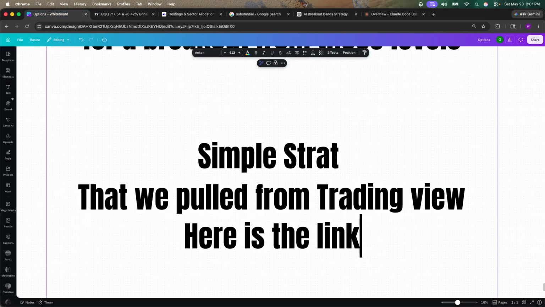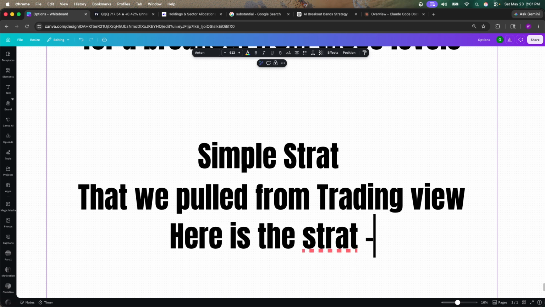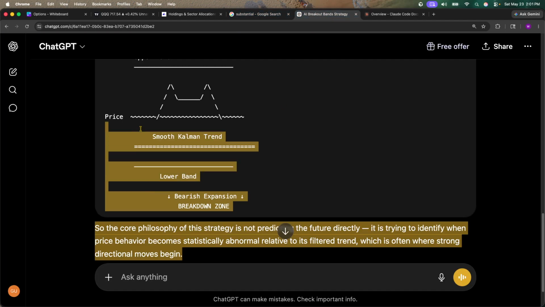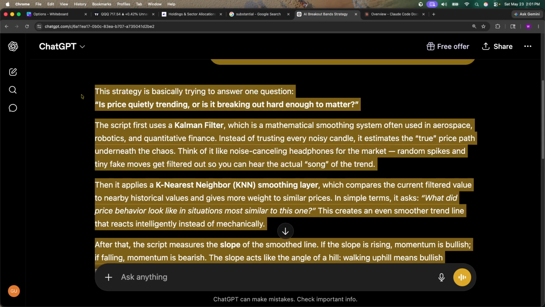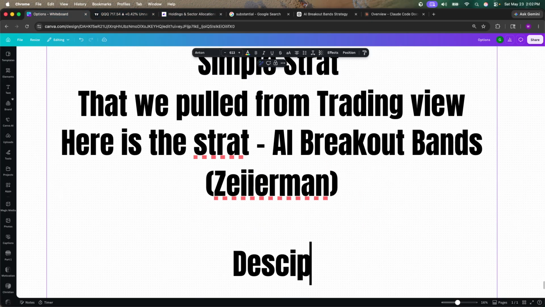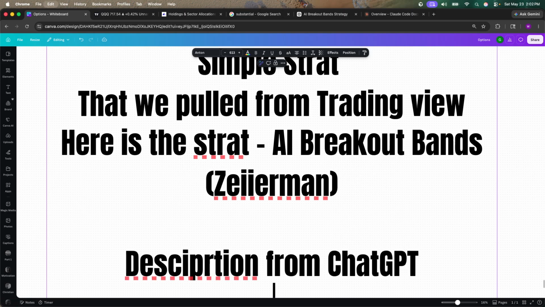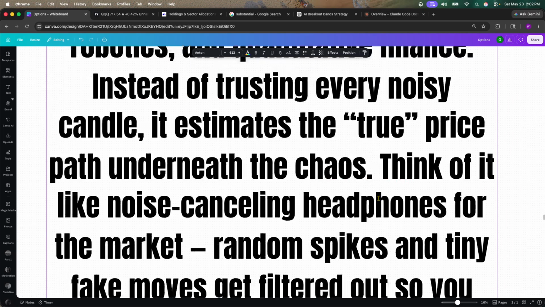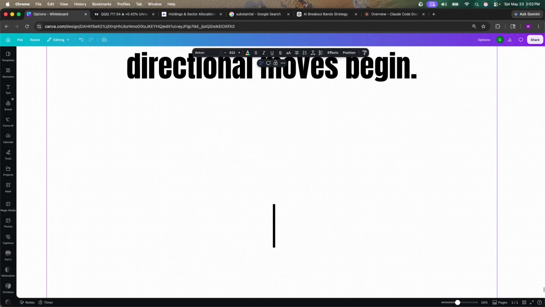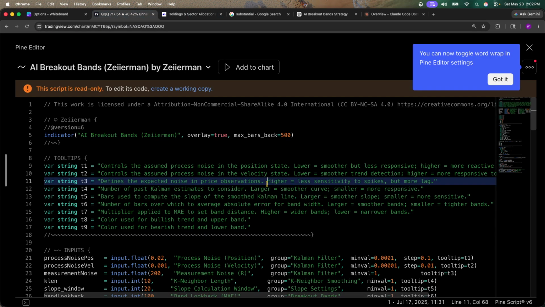From TradingView, here is the description. Here is the strat. Then I'm going to get the description from ChatGPT, not Claude Code. Beautiful. Drop it here. So we have our strat. I love it. Now ready to move to CC, which is Claude Code. Let me copy you.